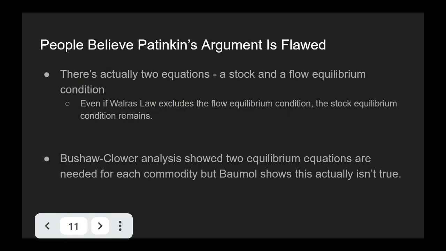Some people believe Patinkin's argument is flawed, that you can divide them into stocks and flows. Crazy enough, Bushell and Clower, the first people to discuss this, believe that. And that's why they have their stock equilibrium formula and their flow equilibrium formula. But Baumol says you don't really need the two anyway.